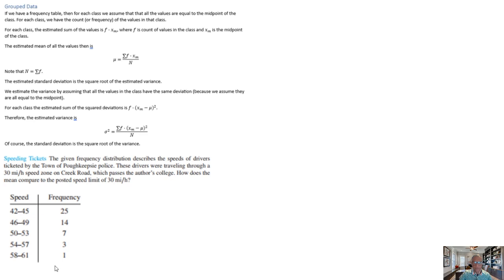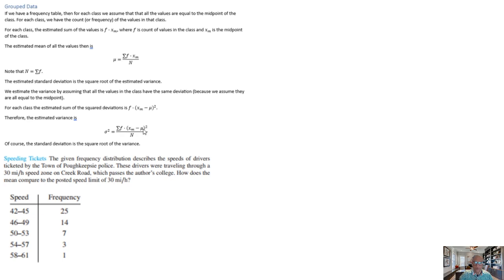43.5 minus whatever mean I got, and then square that difference and multiply it by 25. And that will give me the sum of all the square deviations in this class. Of course, again, I need a column for that. And once I have done that for every single one of these classes, then for every single class, I will have what? The sum of the squared deviations.